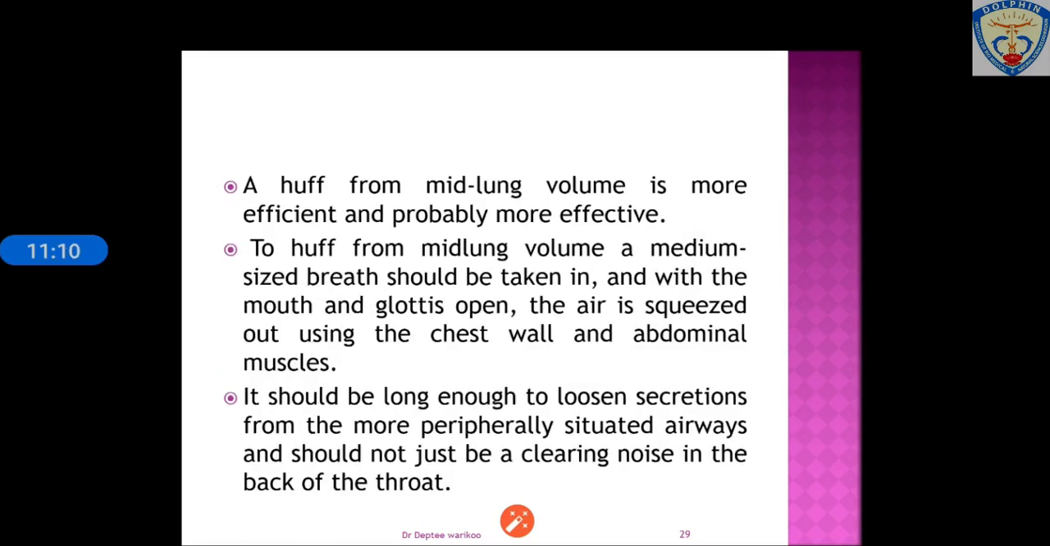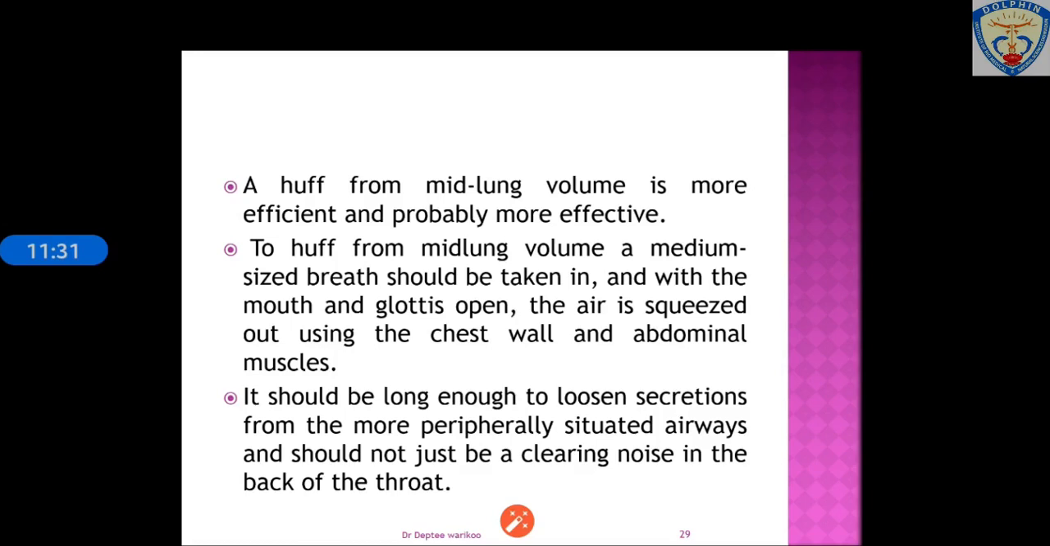A huff from mid-lung volume is more efficient and probably more effective. A medium-sized breath should be taken in, and with the mouth and glottis open, the air is squeezed out using the chest wall and abdominal muscles. So this is the basic technique which we perform, the huffing.